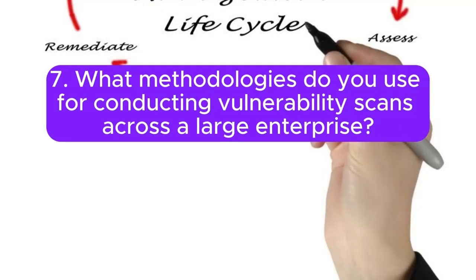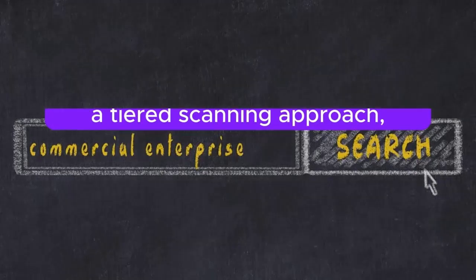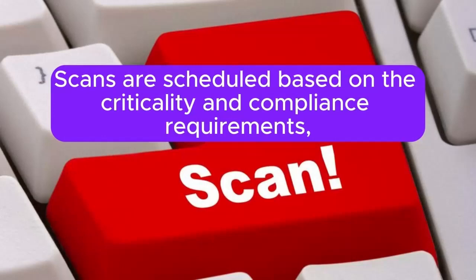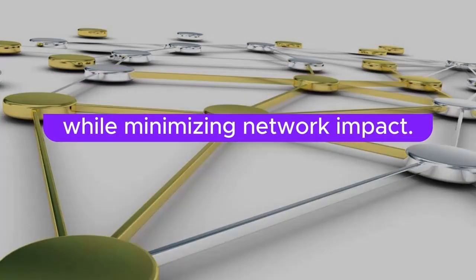7. What methodologies do you use for conducting vulnerability scans across a large enterprise? Answer: For large enterprises, I use a tiered scanning approach, segmenting the network into critical assets, business-critical systems, and peripheral systems. Scans are scheduled based on the criticality and compliance requirements, using centralized management tools to handle scale and distribution while minimizing network impact.